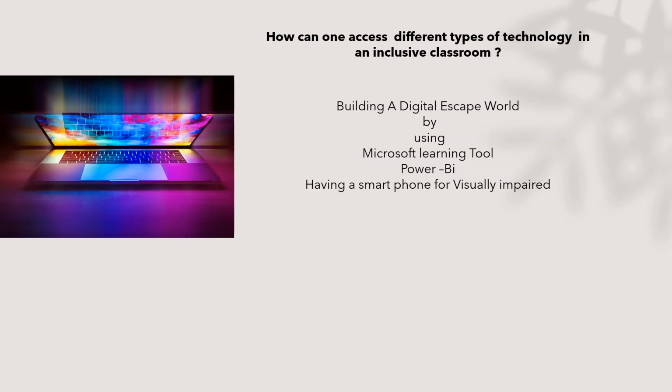So how can we access different types of technology in an inclusive classroom? And this one stuck out to me because I thought about many students who have learning disabilities and deficiencies, and how they have to be able to adjust to this type of environment. There has to be a building of a digital escape world for these students by using tools such as Microsoft Learning Tools, Power BI, and having a smartphone for the visually impaired.